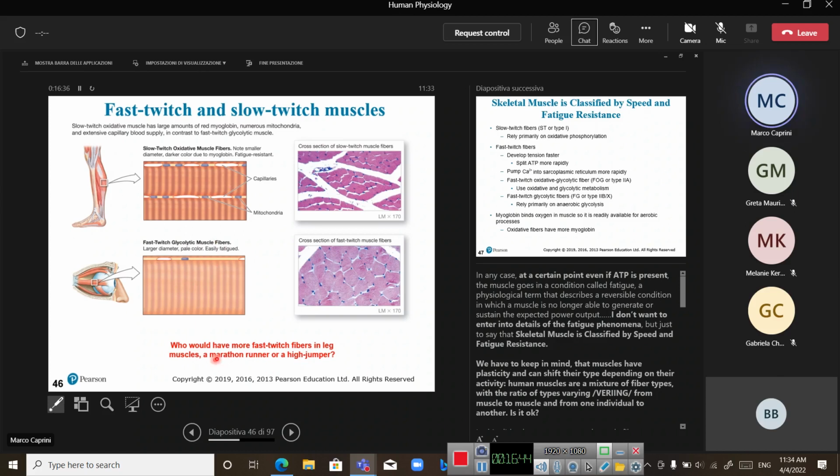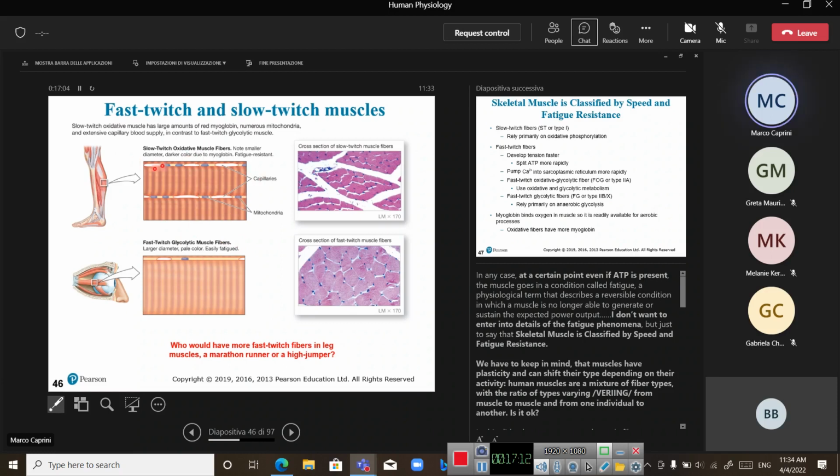So you already know, because it's quite obvious, which one of the skeletal muscles of a marathon runner or a high jumper is more resistant to fatigue compared to the other. It's quite obvious. But in any case, we have to analyze the two types of muscle.